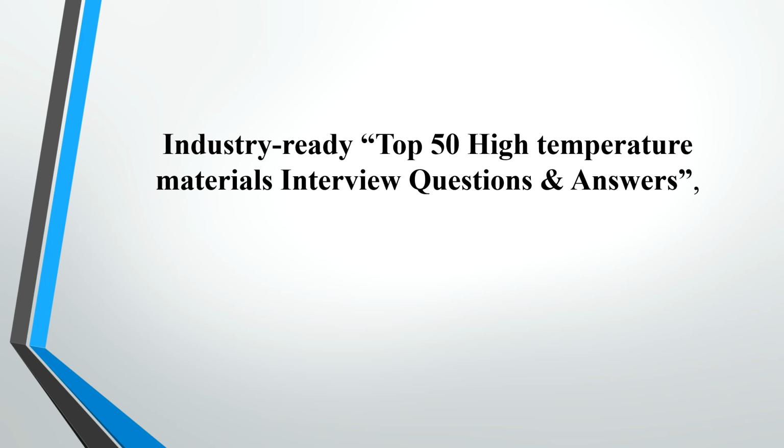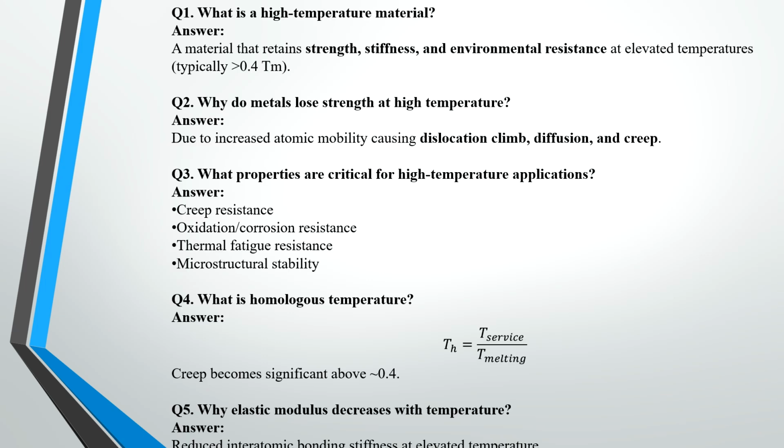So today we'll discuss the top 50 interview questions and answers on high temperature materials. So the first question would be: what is a high temperature material? A material that retains its strength, stiffness and environmental resistance at elevated temperature, typically greater than 0.4 of the melting temperature of the material. We call it a high temperature material.